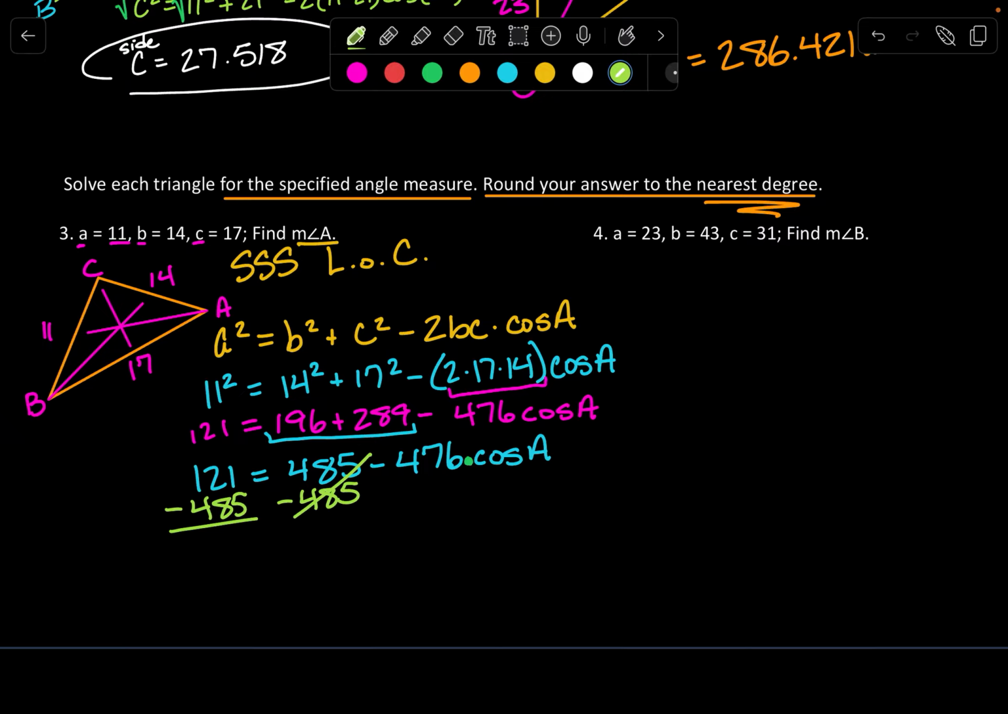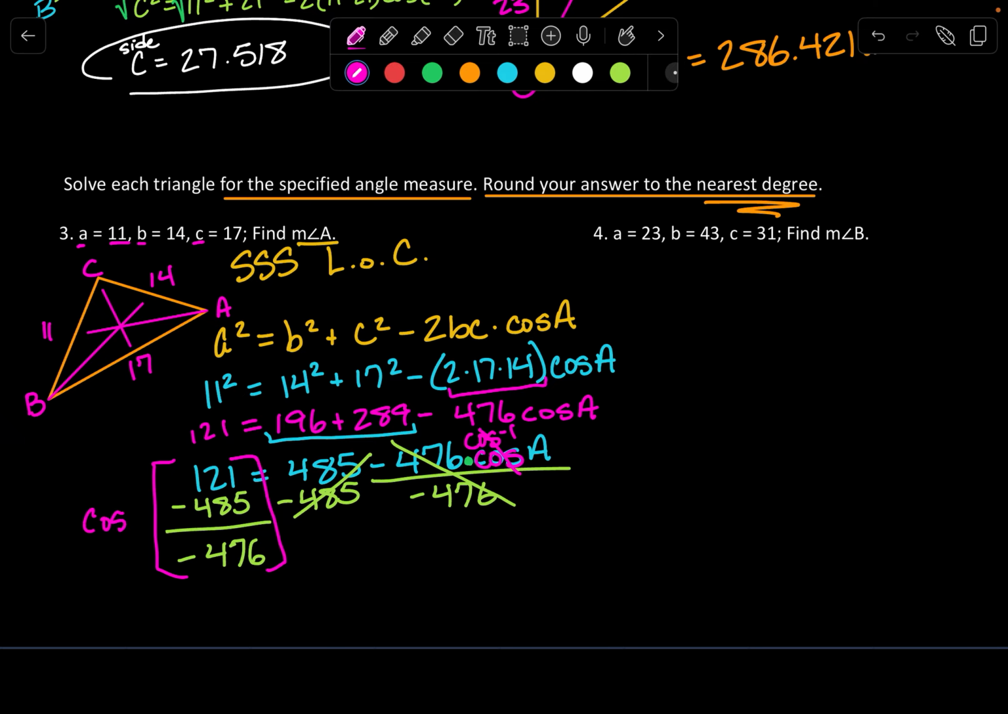Then I'm going to be a little lazy here, so I'm just going to leave it as minus 485. Then we want to divide by negative 476. And then the last step, we need to get rid of the cosine. So to do that, we use the cosine inverse, and those will cancel out.